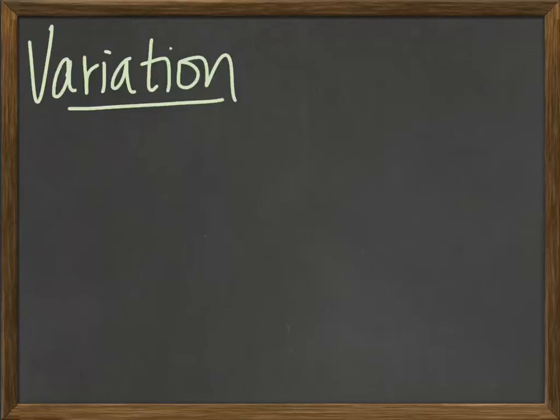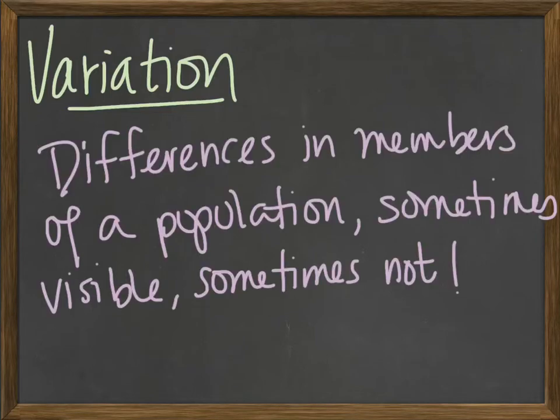Well, now we come to variation, and you probably know what a variety pack is. If you get a variety pack of macaroni and cheese, you might have 4 different flavors. If you get a variety pack of gum, you got a bunch of different flavors. Variety means difference, and variation is just the way that biologists refer to differences in members of a population. Oh yeah, we had to know what that meant first.